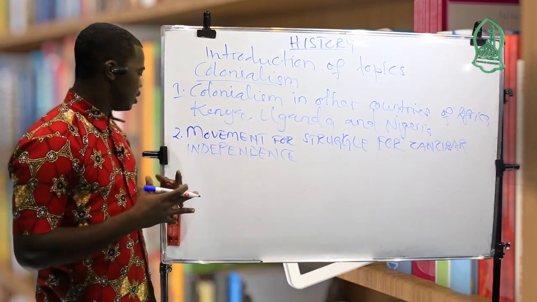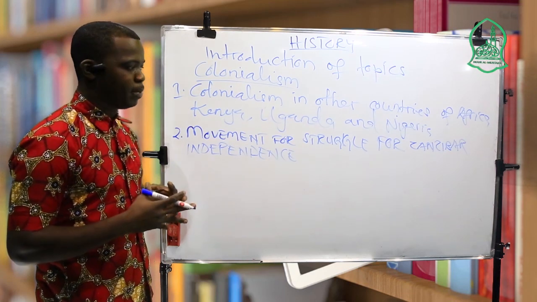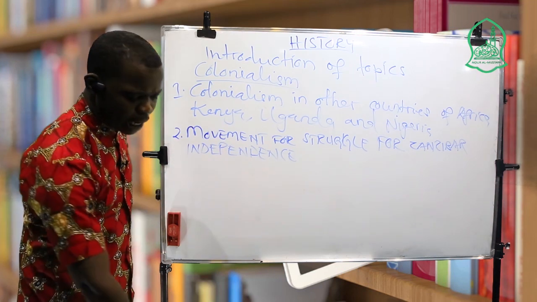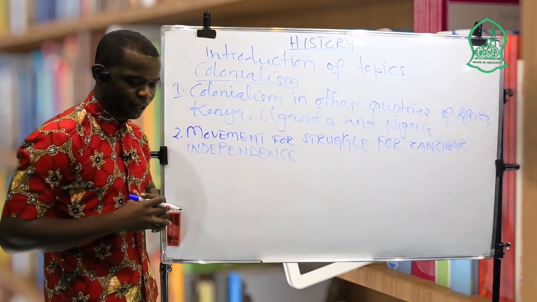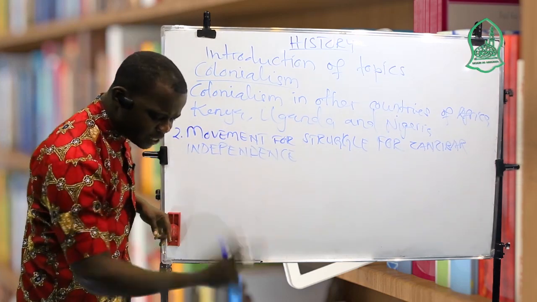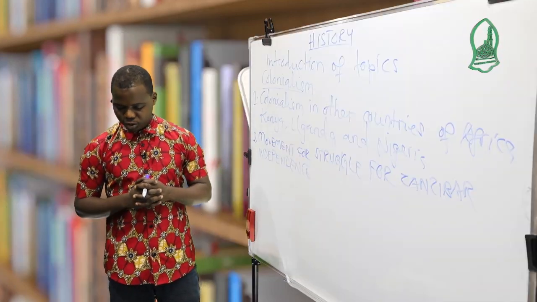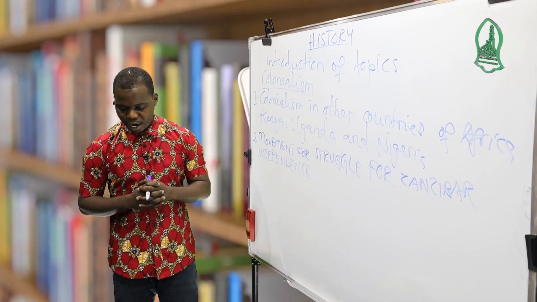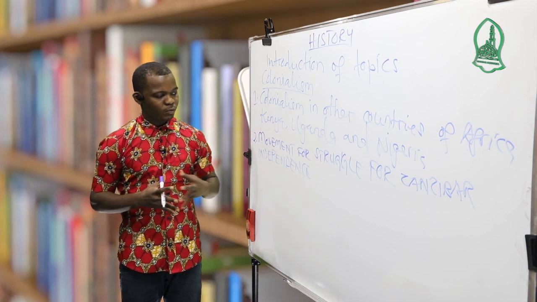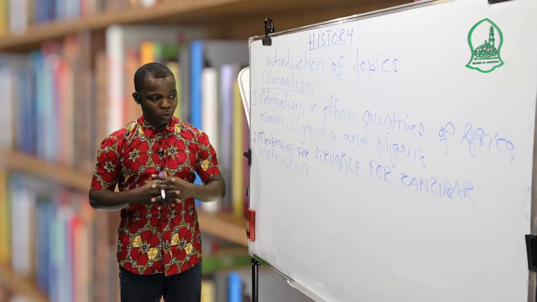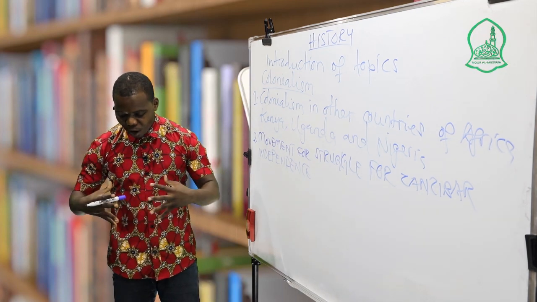Kama tunavyojua kwamba Zanzibar pia ni nchi ambayo ilipata uhuru. Na hii kwamba nchi hii ilipata uhuru kupitia mapinduzi. Na hapa tutakuja kuangalia mbele wakati tutakapokuja kuchambua vizuri topics here. And also within the same topic we shall know association and labor parties. Vyama vya kijamii na vyama vya wafanyakazi. Hapa tutakuja kuona jinsi gani wakati huo wa kikoloni vyama vya kijamii na vyama vya wafanyakazi vilivyokuwa vikichukua nafasi yake.